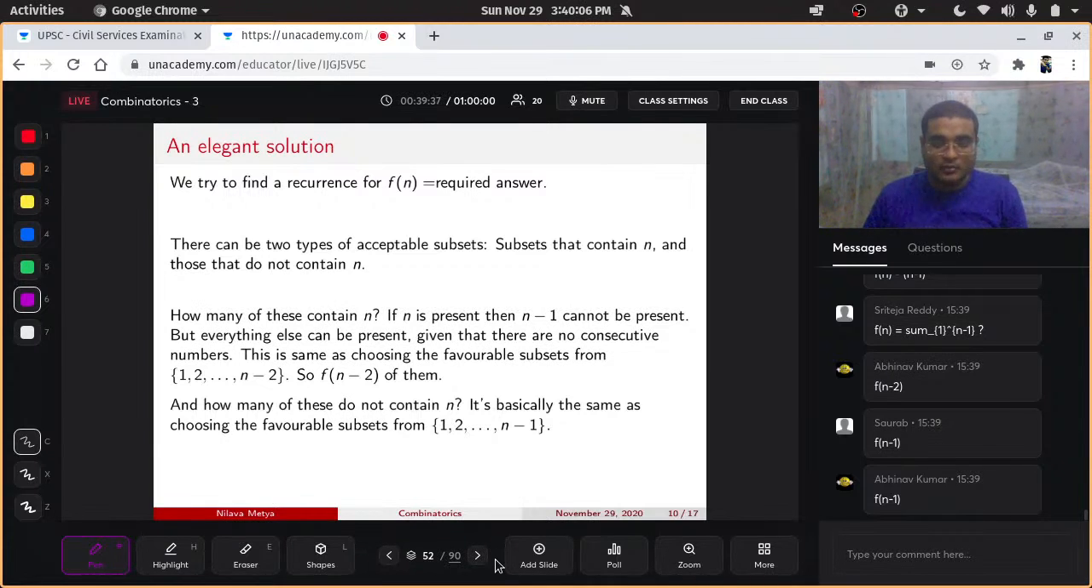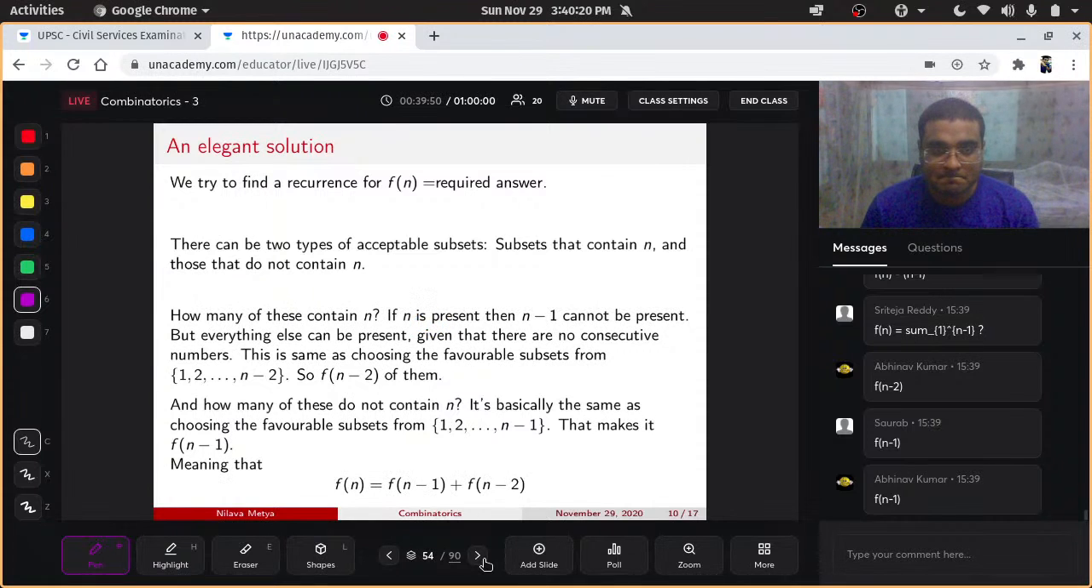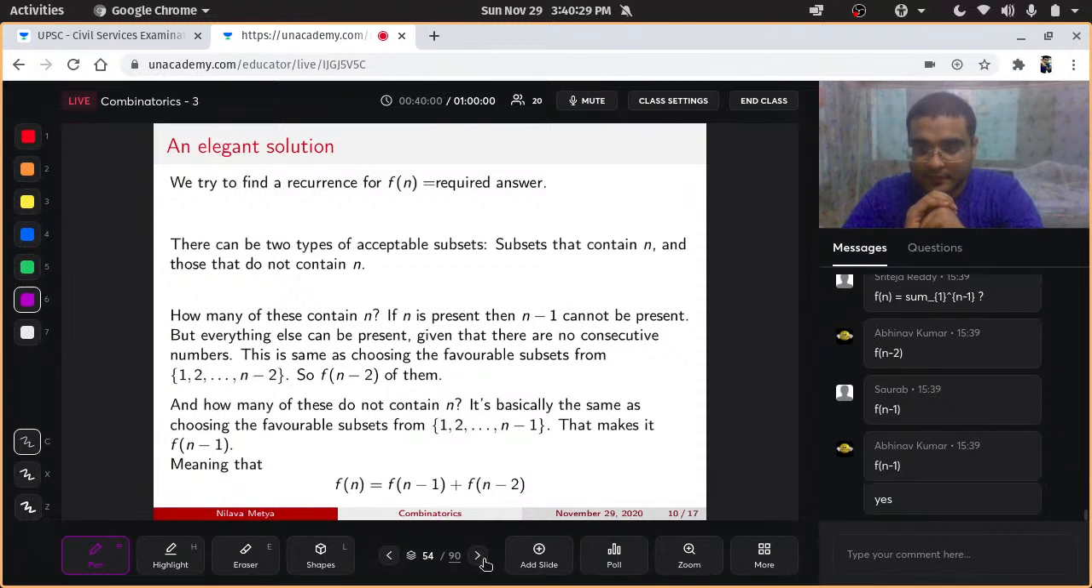Now these are disjoint cases, and these exhaust all possibilities. They are connected via the conjunction or, which means we add them. So again we get this Fibonacci recursion.